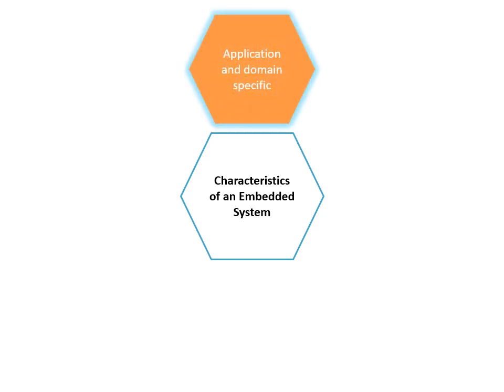So the first one is that an embedded system should be application and domain specific. If we closely observe any embedded system, we will find that each embedded system is designed to perform a set of defined tasks, right? And they are developed in such a manner to do specific functions only. They cannot be used for any other purpose. While comparing embedded systems and general purpose systems, we have discussed this. So it becomes a major criterion which distinguishes an embedded system from a general purpose computing system.